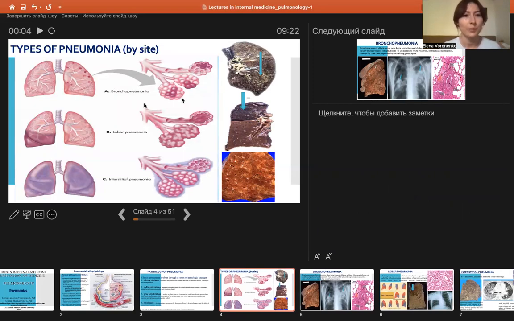Types of pneumonia. There are bronchopneumonia, lobar pneumonia, and interstitial pneumonia.